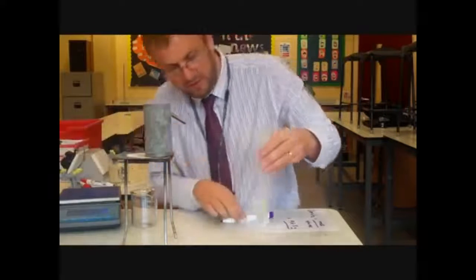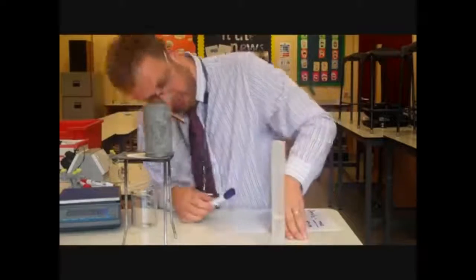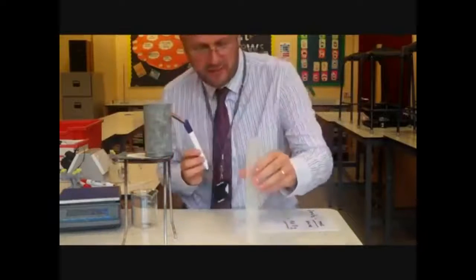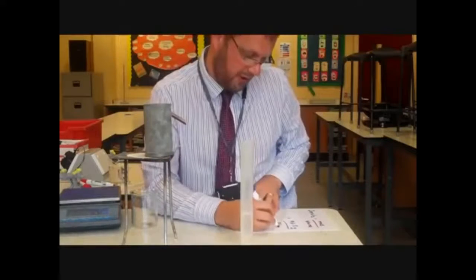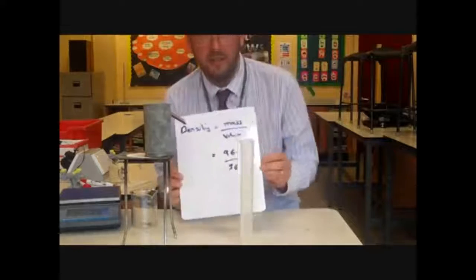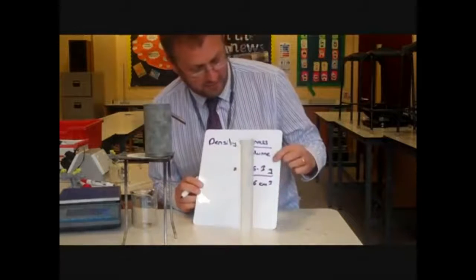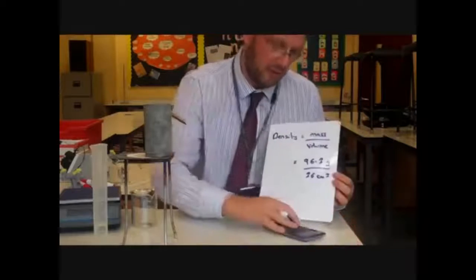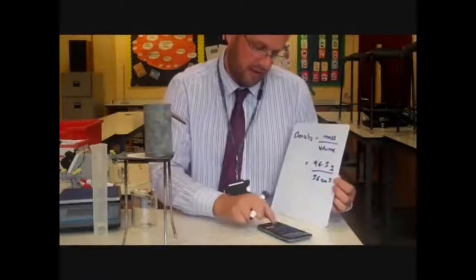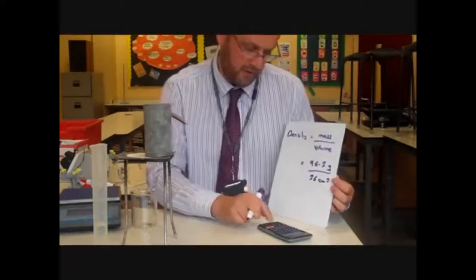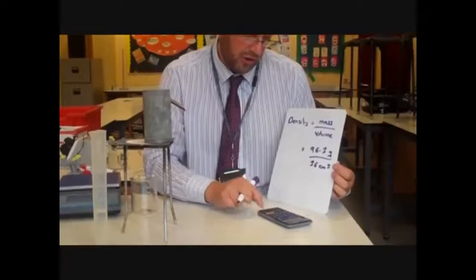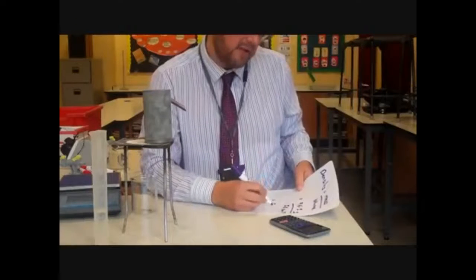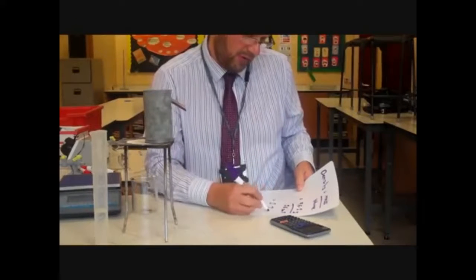But if I use this one, I'll take a reading. It's actually a little bit more. To avoid any errors, I'm going to say that's 36. So we've got 36 centimetres cubed. So if you look now, our mass is 96.3, our volume is 36 centimetres cubed. So I can use the calculator and I can say 96.3 divided by 36 equals, and I have a density of 2.7.